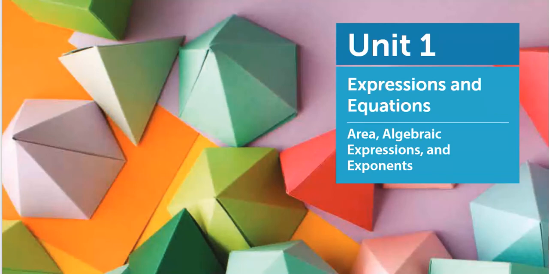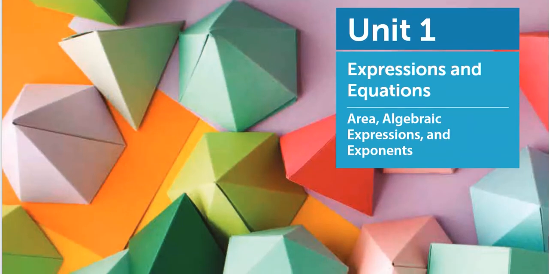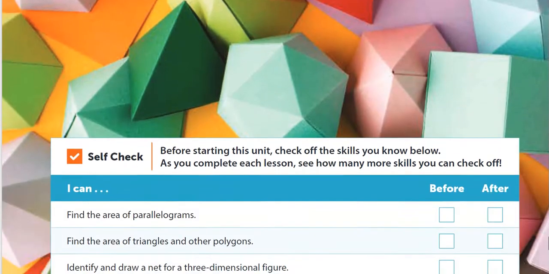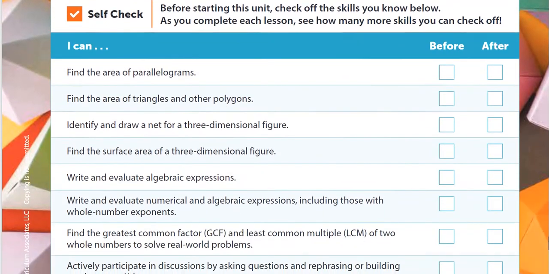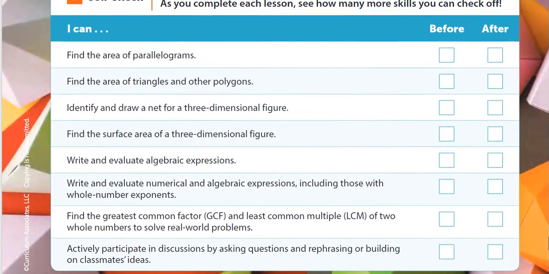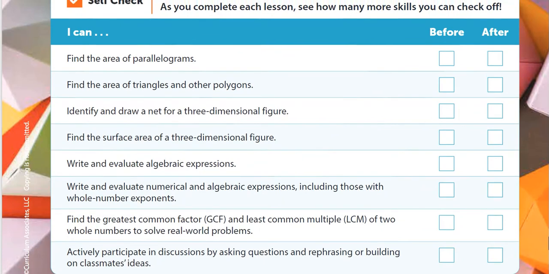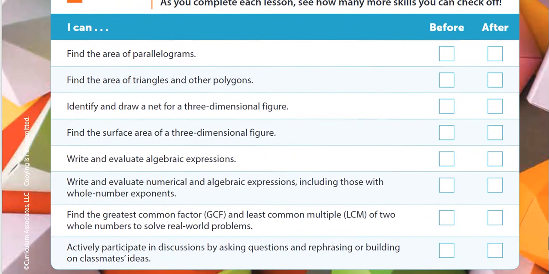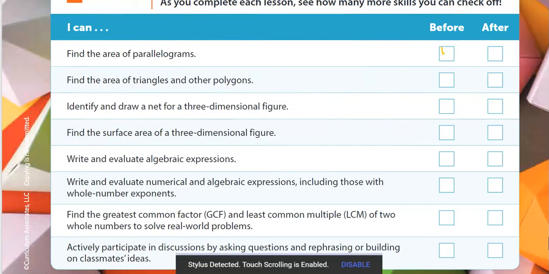Alright, sixth graders, we're going to jump right into Unit 1 in your math book. This is page 1. Unit 1 is on expressions and equations. And the first thing you're going to do here is you've got this list of skills that you are going to have by the end of this unit. So right now, you're going to read this list, and you're just going to check off anything that you feel like you can already do. So go ahead and pause here until you've read all of those.